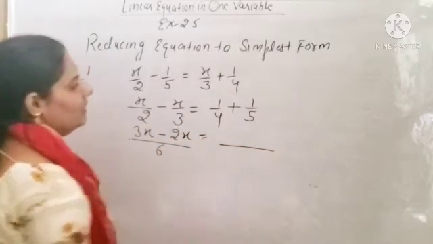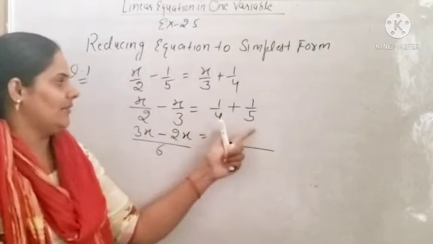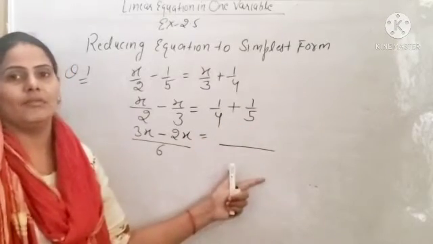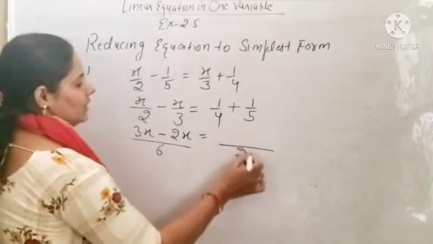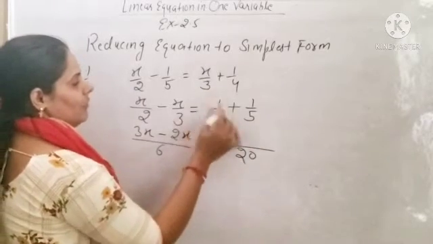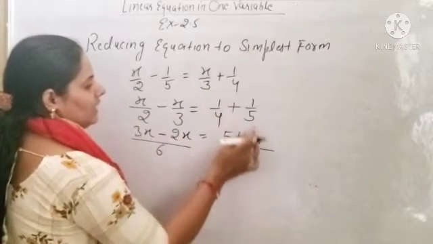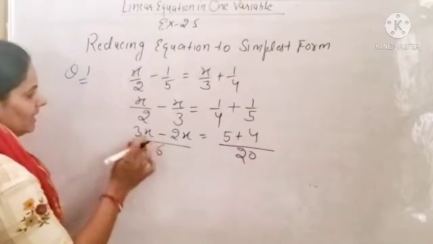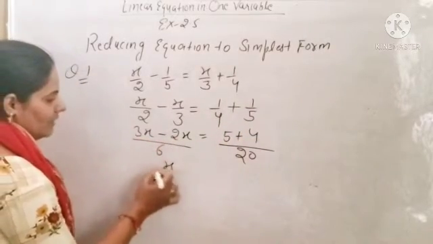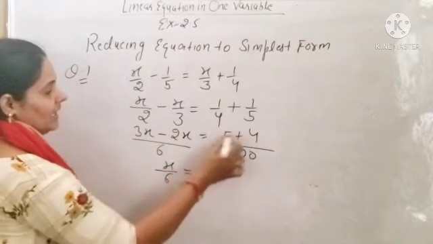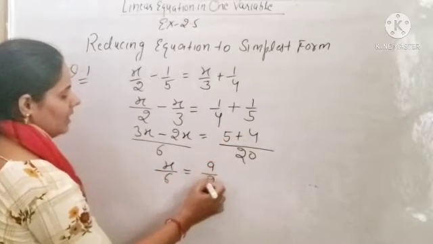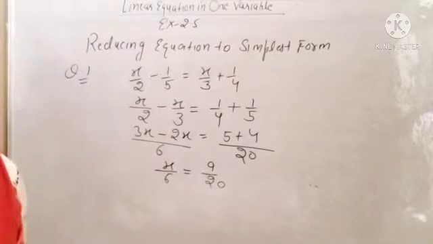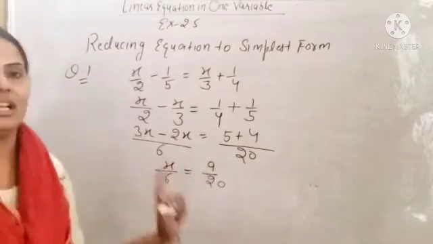Same, on the right hand side also you will take the LCM. 4 and 5 are the numbers. So what will be the LCM of 4 and 5? So it will be 20. Okay. So 20 divided by 4 is 5, 5 into 1, 5. 20 divided by 5 is 4, 4 into 1, 4. Now what will you get, beta? 3x minus 2x, so you will get 1x upon 6 is equal to 5 plus 4, 9 upon 20. Clear? You are getting x upon 6 is equal to 9 upon 20.